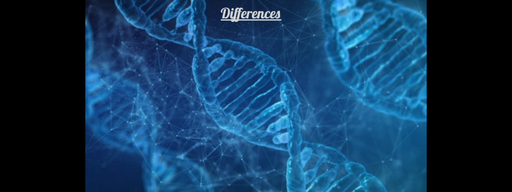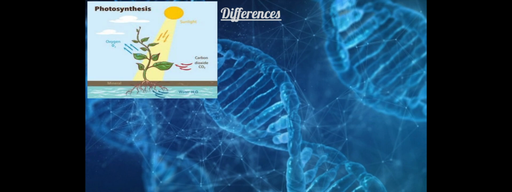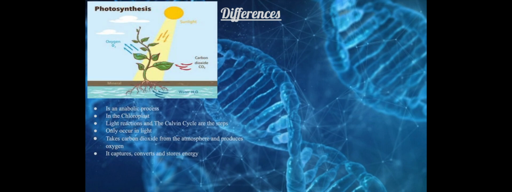First, let's start off with photosynthesis. Now, with photosynthesis, it is an anabolic process, so it actually uses energy to grow and build. Despite that both photosynthesis and cellular respiration happen in cell organelles, with photosynthesis, it happens in the chloroplast. And the steps of photosynthesis are the light reactions and the Calvin cycle.